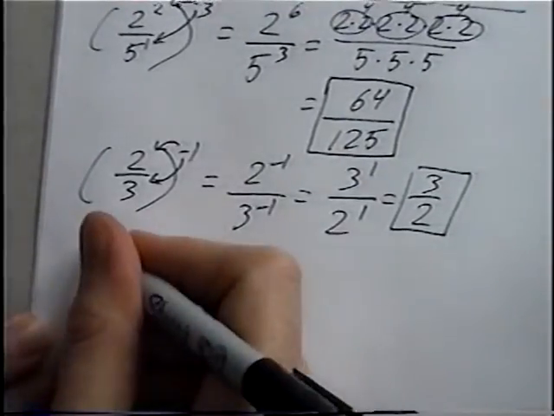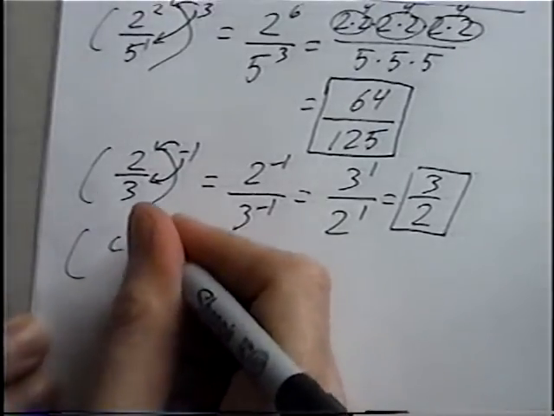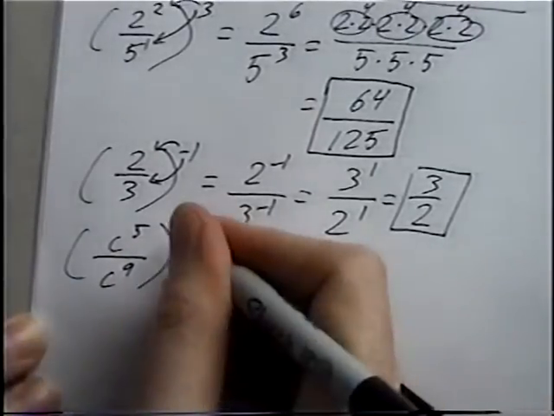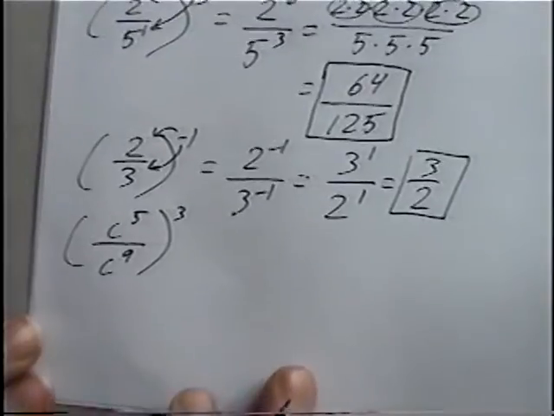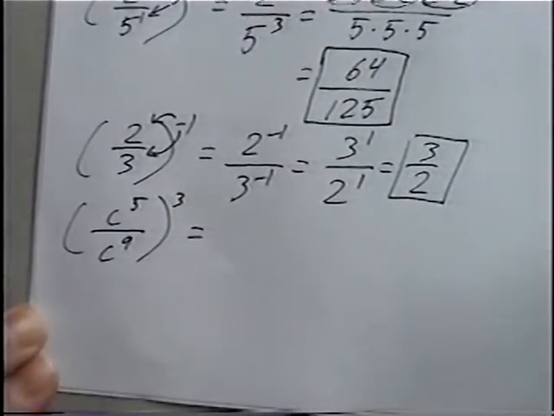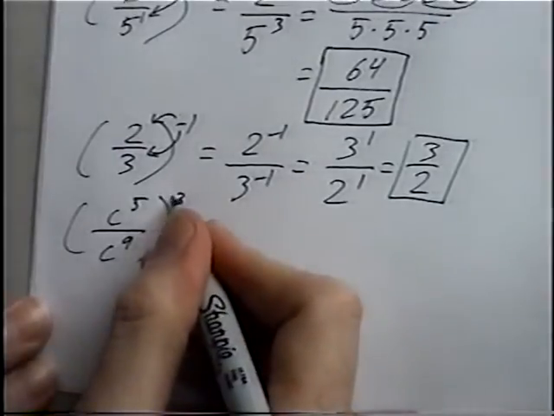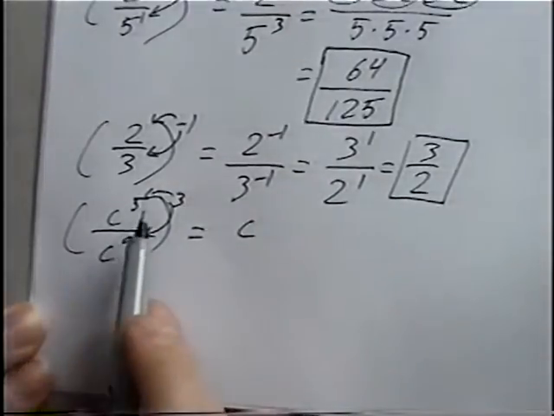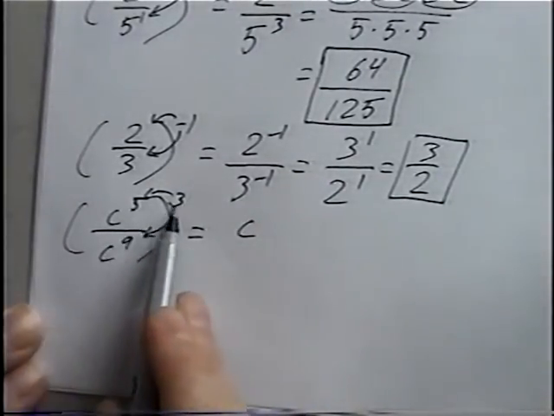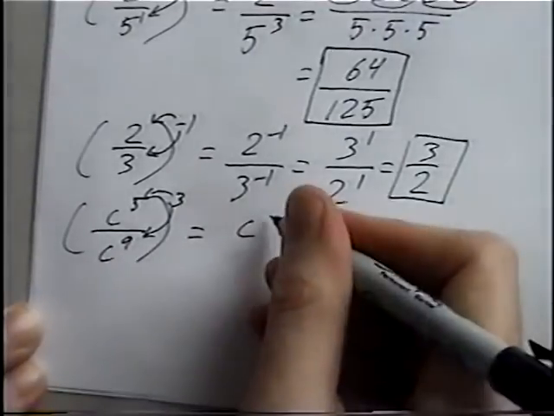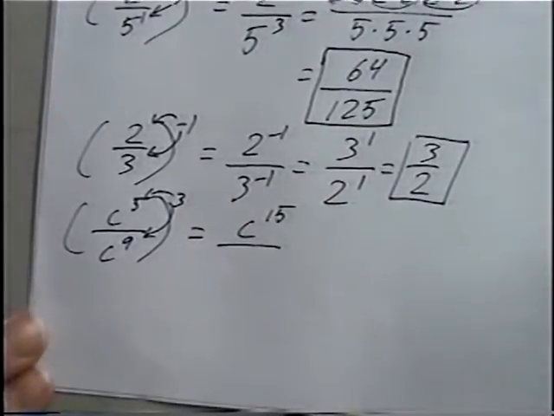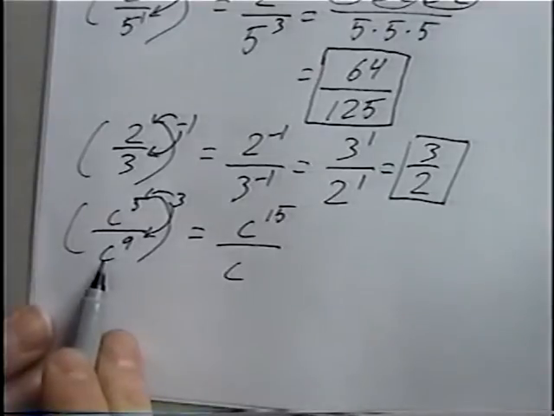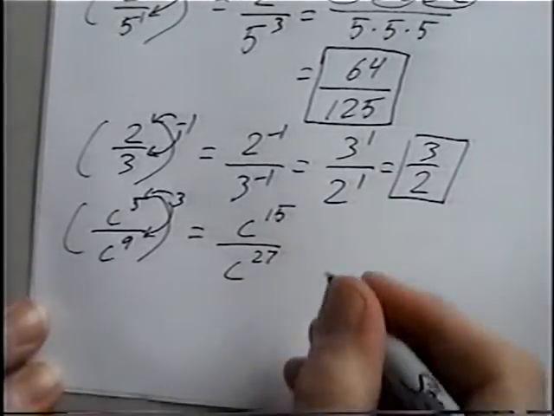Third question. C to the 5th power divided by C to the 9th power, and raised to the 3rd power. Again, the exponent outside the parentheses goes to each number and each exponent inside the parentheses. If you have 2 powers separated by parentheses, you'll be multiplying. 5 times 3 would be C to the 15th. Also for the denominator, 9 times 3, still have a base of C, and 9 times 3 would be 27.